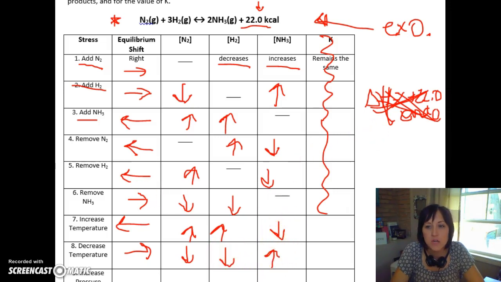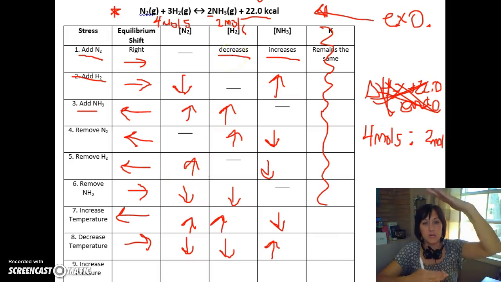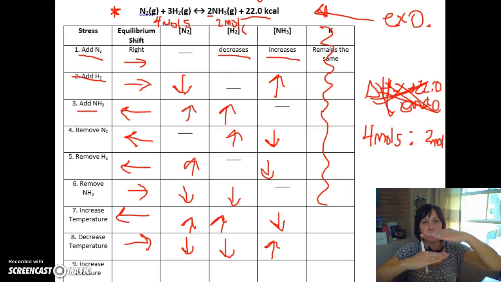So now let's look at pressure. Remember, pressure is all about the moles, right? We have a 1, 3, so we have 4 moles as reactants to 2 moles of products. And remember, the moles are the coefficients there. So we have 4 moles to 2 moles. Increase the pressure. If you increase pressure, you're decreasing the volume.